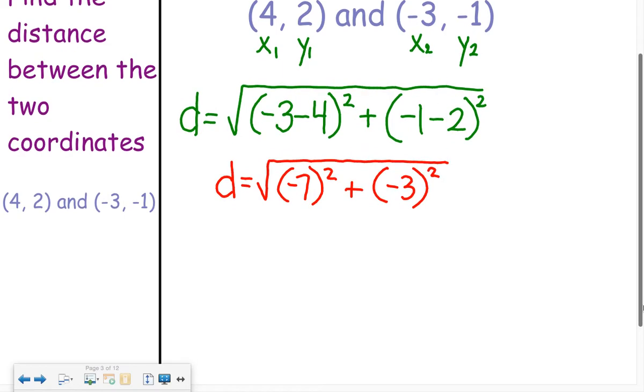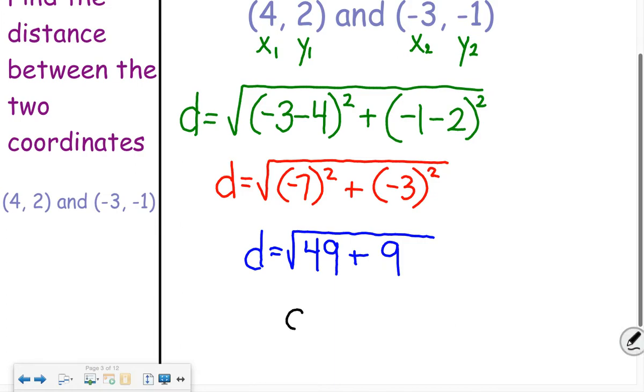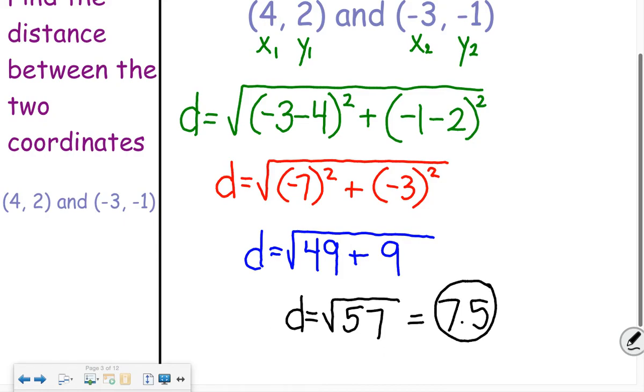Then I will square both of those numbers. So this is where we're only going to end up with positives. -7 squared, -7 times -7 is positive 49. -3 squared, so -3 times -3 is positive 9. After I add up 49 and 9, I end up with D equals the square root of 57. If I take my calculator and do the square root of 57, I end up with 7.5. So the distance between these 2 ordered pairs is 7.5.